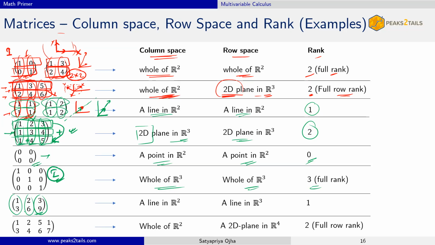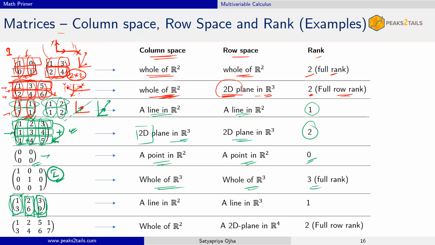It's 1. That's correct. Because using 1, 3, I can generate 2, 6. Just multiply by 2. And 3, 9. Multiply by 3. So there is only one fundamental vector, and others are just replicas, scaled versions of it. Right? So really speaking, there is only one vector.